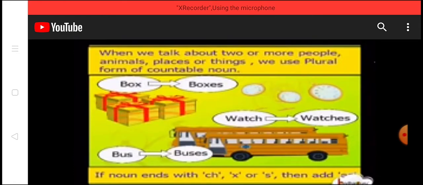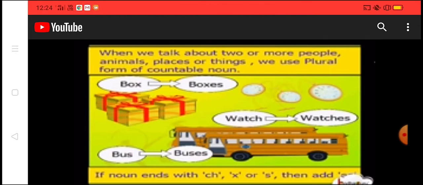So the next one, when we talk about two or more people, animals, places or things, we use the plural form of the countable noun. The rule is the same, students, only the spelling you have to check. After completing the first yellow box, copy the last yellow box. If a noun ends with ch, x or s, then add es along with that. For example, box, boxes, watch, watches, bus, buses. So note this carefully, students. The rule is the same, but only the spelling you have to check.